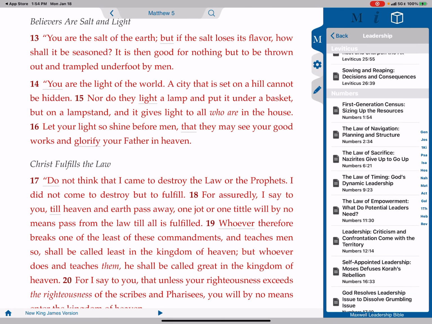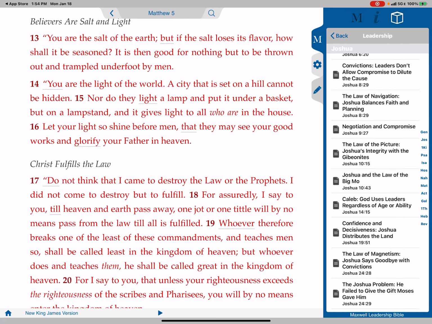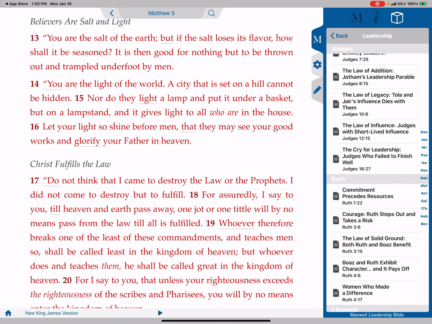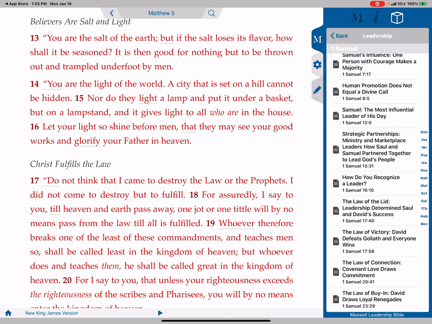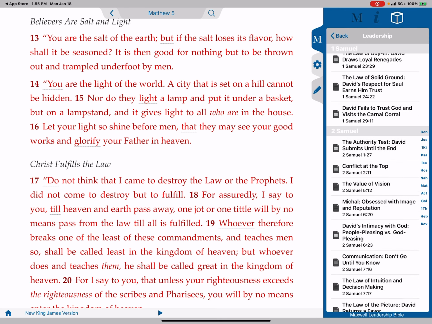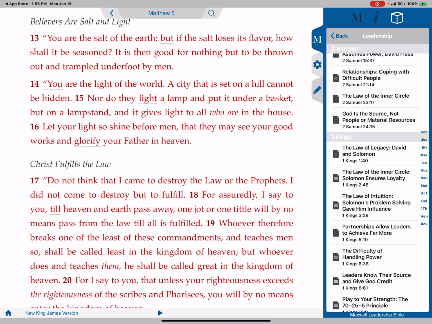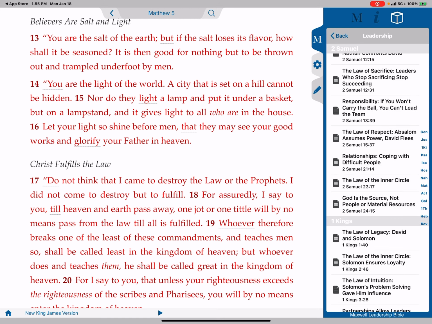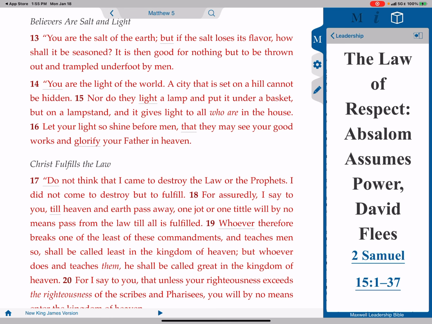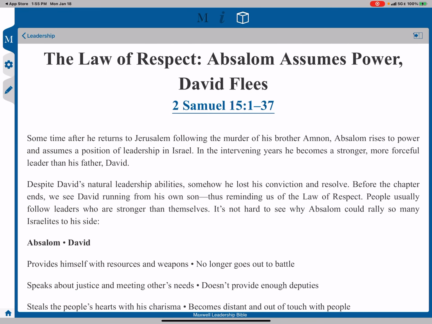Leadership lessons. He has leadership lessons from Genesis to Revelation. And there's just really a lot of leadership lessons, because remember, this is the Maxwell Leadership Bible. So he has just a ton of leadership lessons in this Bible. And it makes it so easy to pull up a lesson, because they're all in this library just waiting for you to get them. And let's look at the law of respect. Absalom assumes power, David flees. So we'll expand that.